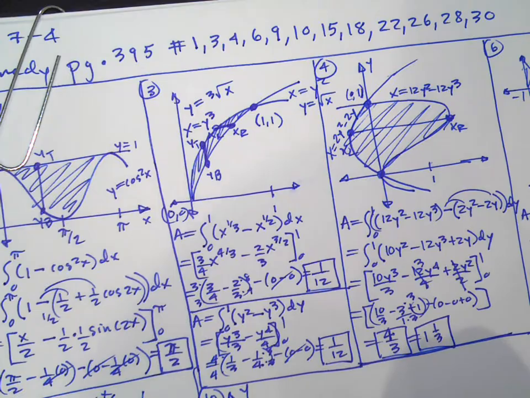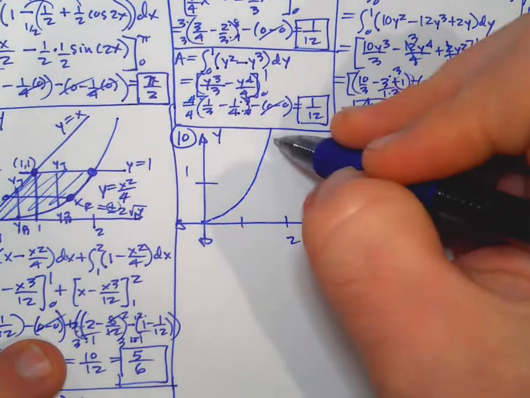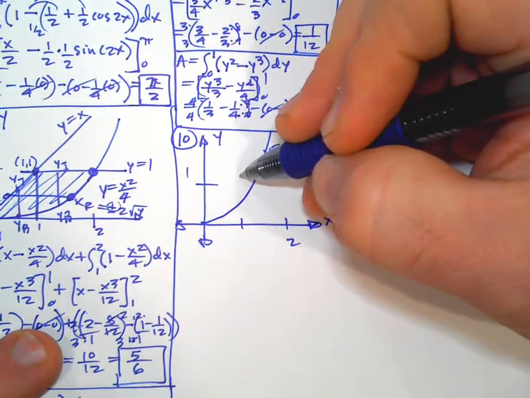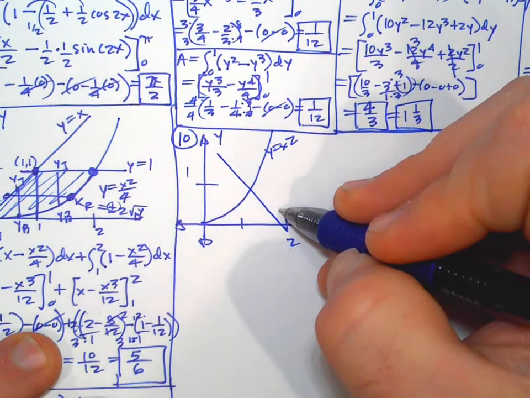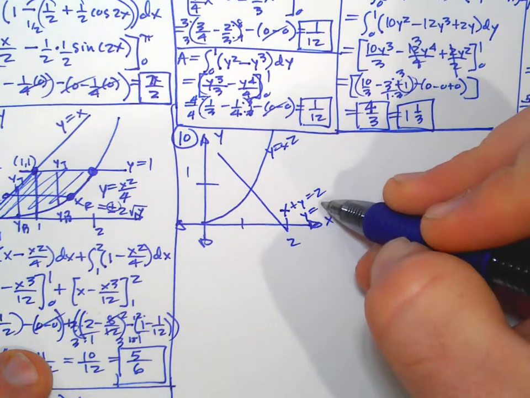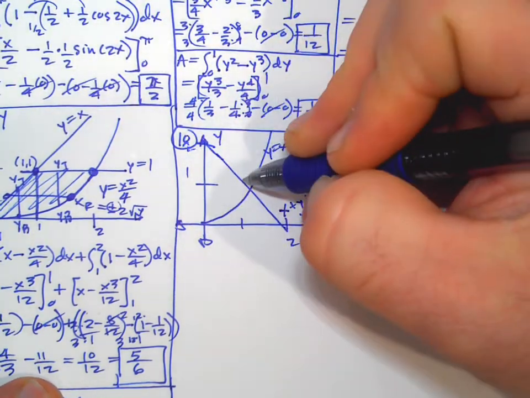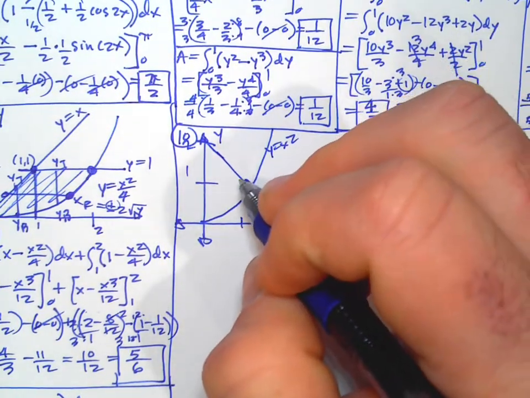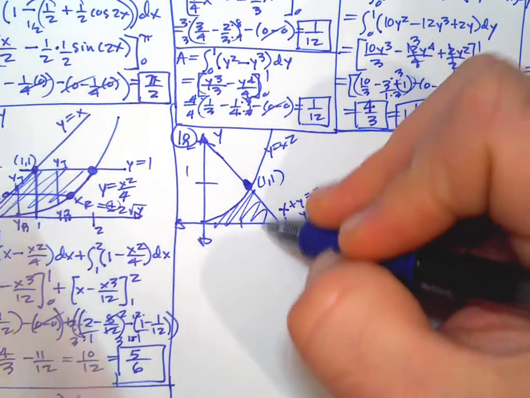Number 10. Another piecewise graph. So we have a parabola, y equals x squared, and then we have a line, x plus y equals 2, which is the same thing as y equals negative x plus 2. And I think these cross at (1, 1).